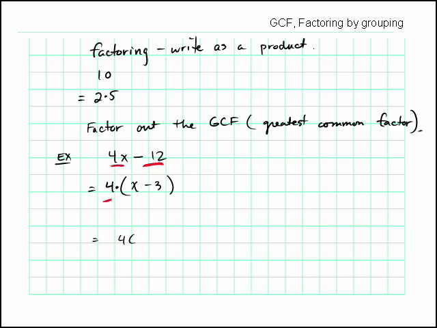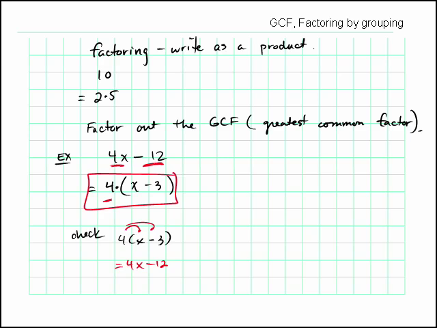If you're unsure that you factored correctly, the check is if you distribute the GCF back in, you should get the original problem back. And we do in this case. So this is the factorization that we're looking for here.